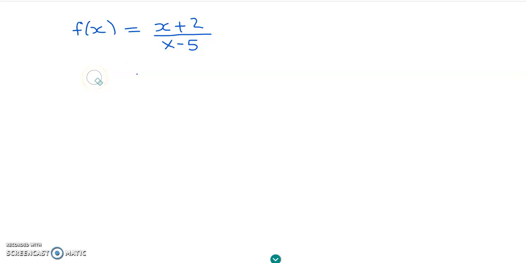Hi. In this video, what we want to do is find the inverse of this function. So how do we find the inverse of this function? This is the trick.